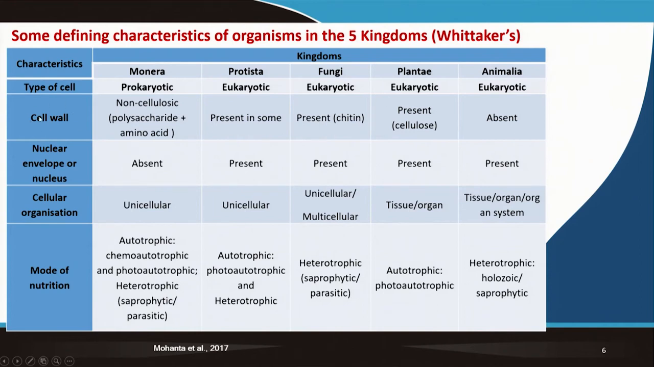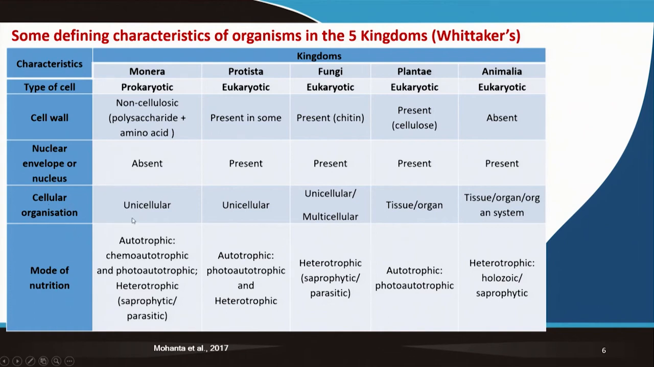So these are differences based on cell walls. Bacterial cells, which are prokaryotes, have cell walls that are non-cellulosic, made of polysaccharides plus amino acids. And like I said, cell walls may be present in some protists, most of them have a cell wall. Fungi always have a cell wall, and it's made of chitin. Plants always have a cell wall, a rigid cell wall made of cellulose. Animals do not in general have a cell wall. Then you have a nucleus or a nuclear envelope, which is absent in prokaryotes, and it's present in all eukaryotes. That's the defining difference between prokaryotes and eukaryotes.